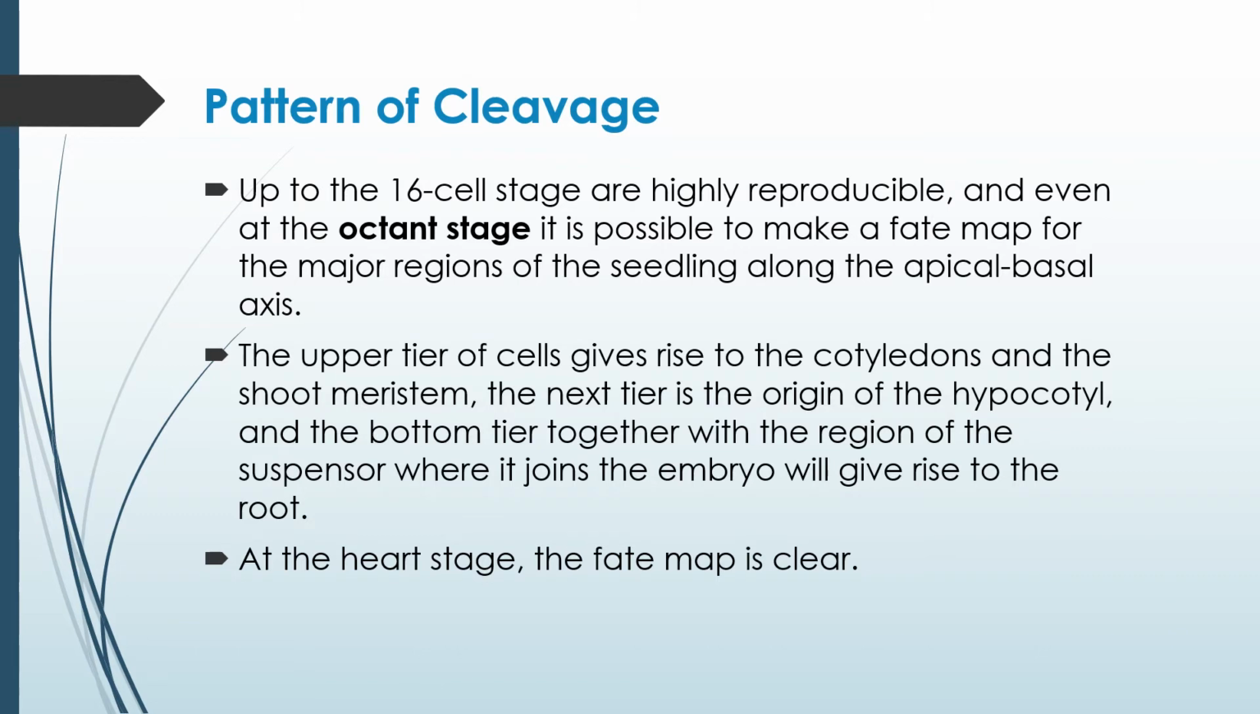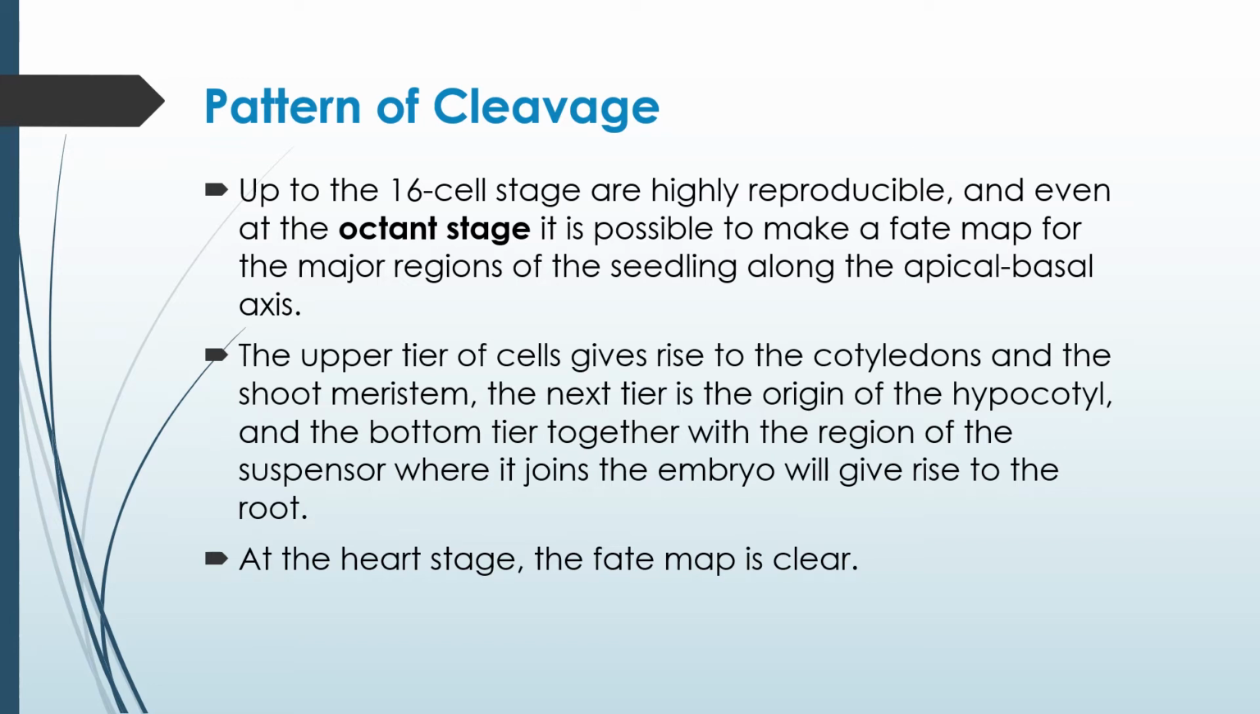So, for the patterns of cleavage naman for plants, up to the 16 cell stage are highly reproducible, and even at the octant stage, it is possible to make a fate map for the major regions of the seedling along the apical basal axis. Again, napaka-importante ng fate maps because yung mga, 'di ba, kulay na nakikita natin, they already give you the idea of which types of cells would actually be localized in the apical or the root meristems. Okay? So the upper tier of cells give rise to the cotyledons and the shoot meristem, and then the next tier is the origin of the hypocotyl.